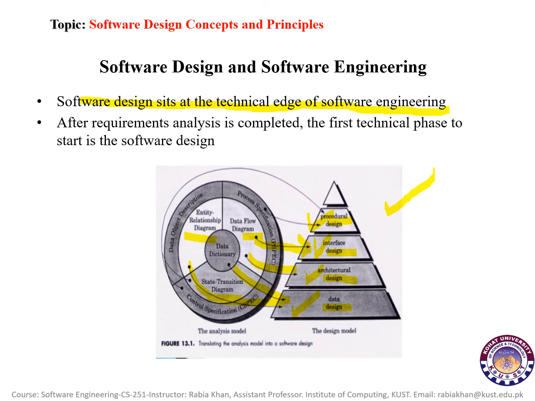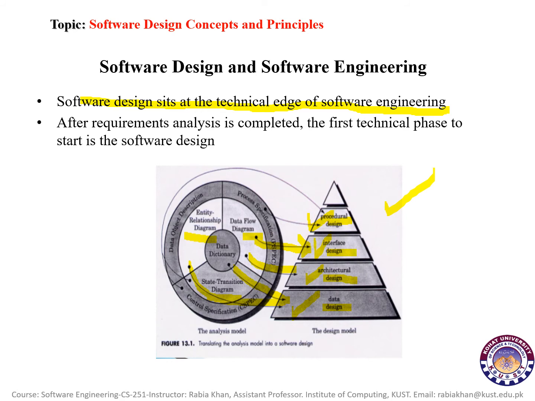During design, we make decisions that will ultimately affect the success of software construction and, as important, the ease with which software can be maintained. So now you can simply ask why software design is so important. The importance of software design can be stated with a single word: quality.